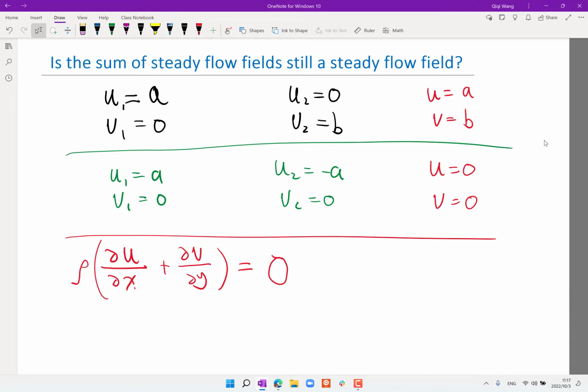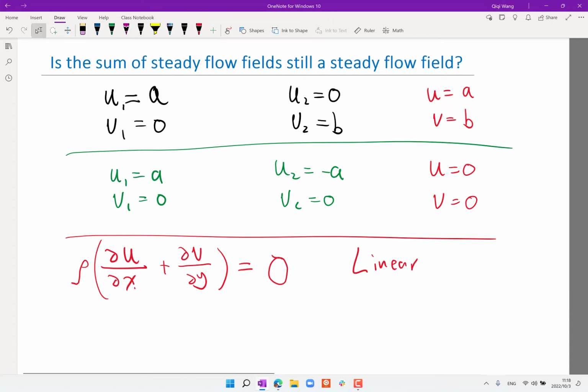Is that a linear equation or not? If you only consider the velocity field, is that a linear equation or not? If you have u1, v1 satisfying this equation, and u2, v2 satisfying this equation, you add them together, does it still satisfy it? Yes, right? Because the derivative is a linear operator. The derivative of the sum of two functions is the sum of the derivatives. Okay, good. So this is linear.